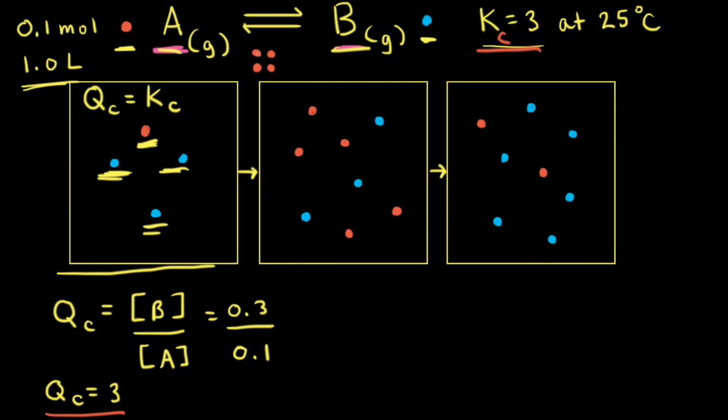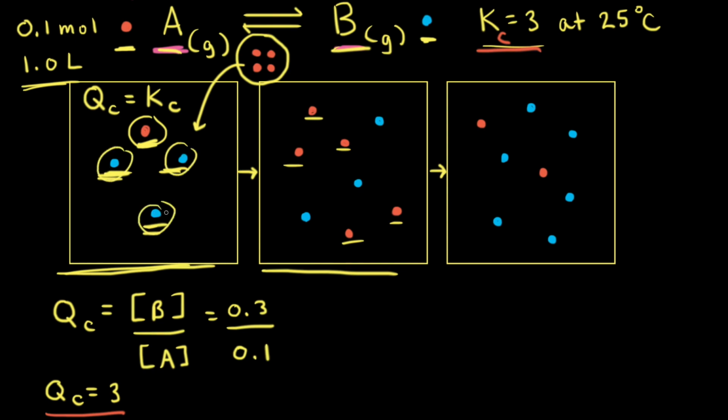Next, we're going to introduce a stress to our reaction at equilibrium. We're going to increase the concentration of A. So here we're going to add 4 particles of A to the reaction mixture at equilibrium. The second particulate diagram shows what the reaction looks like right after we add those 4 red particles. So we started with 1 red particle and we added 4. So now there's a total of 5 red particles. And we still have the same 3 blue particles that we had in the first particulate diagram.